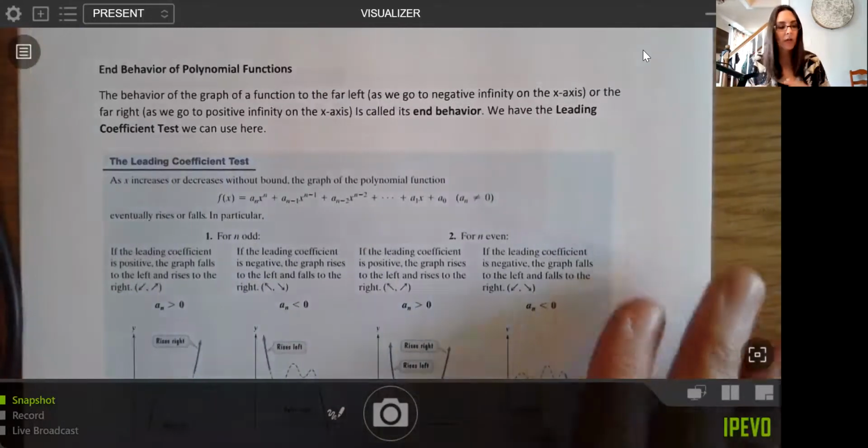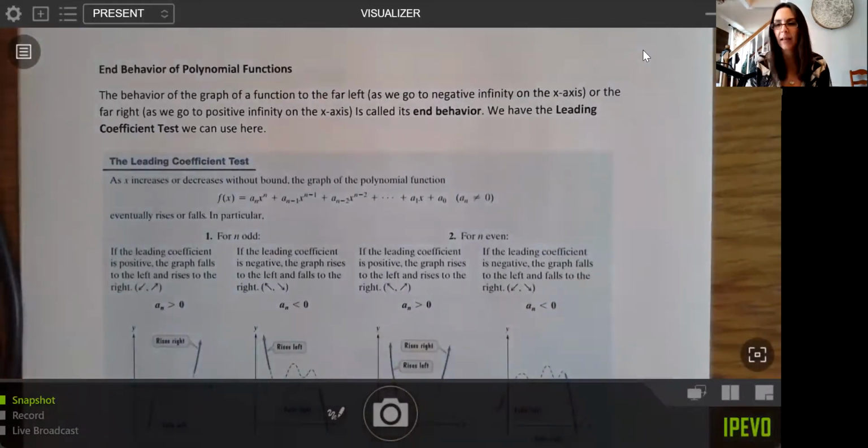Now in this section here, there's really a lot of different kind of mini tests that we're going to look at. We can really pick out a lot of information about a polynomial's graph just from its equation and vice versa. So if we know a little bit about the graph, we can find a lot of information about the equation and then the other way around as well.